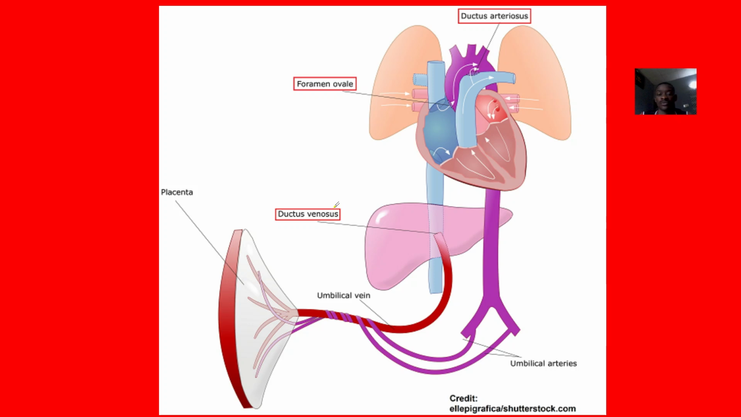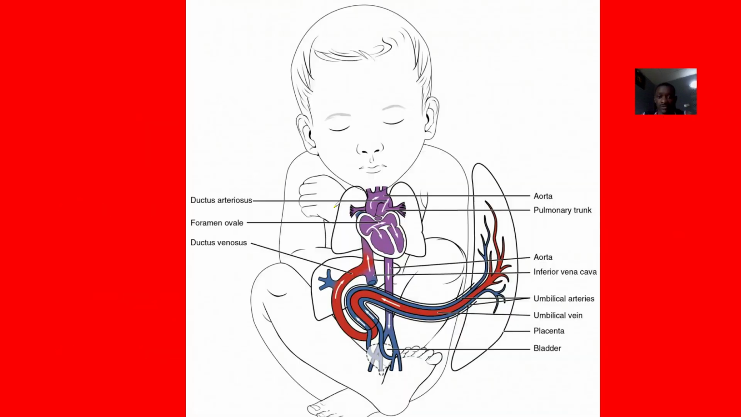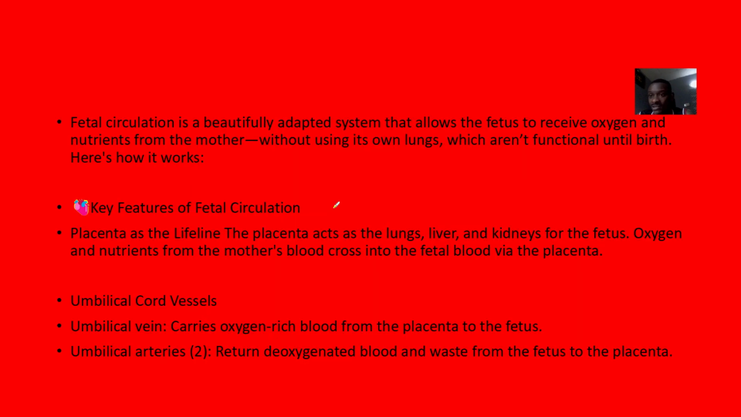Okay, so this is just a diagrammatic representation, and you can see the placenta is there, the umbilical vein is there, umbilical arteries are there, ductus venosus, foramen ovale, ductus arteriosus, and all of that. Do you understand? All these things will undergo a lot of changes when the baby is born. You get it? So just a reminder or a refresher.